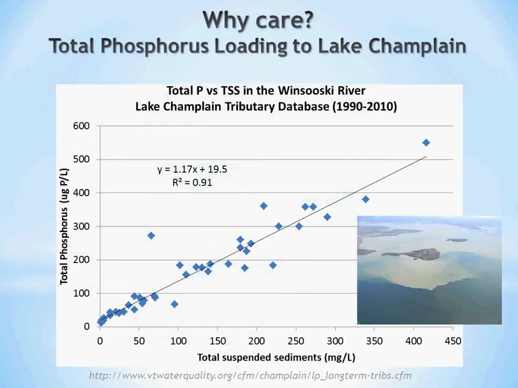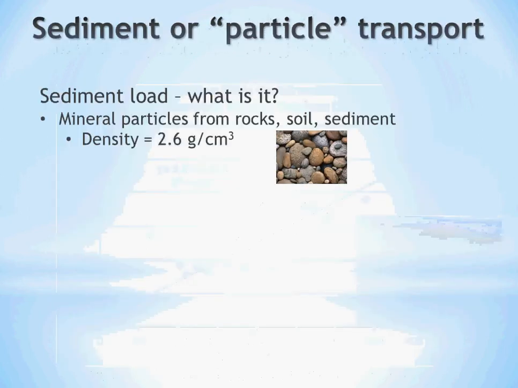In fact, right now. So this is showing you total phosphorus on the y-axis here in micrograms phosphorus per liter versus total suspended sediments in runoff from tributaries, in this case the Winooski River, going into Lake Champlain. And you can see it's a really nice, straight correlation between the amount of sediment and the amount of phosphorus. So there's a lot of phosphorus that's attached to sediments going into the lake. So that's just one reason why we care about how sediments get moved around and how fast and where they settle, all those sorts of things.